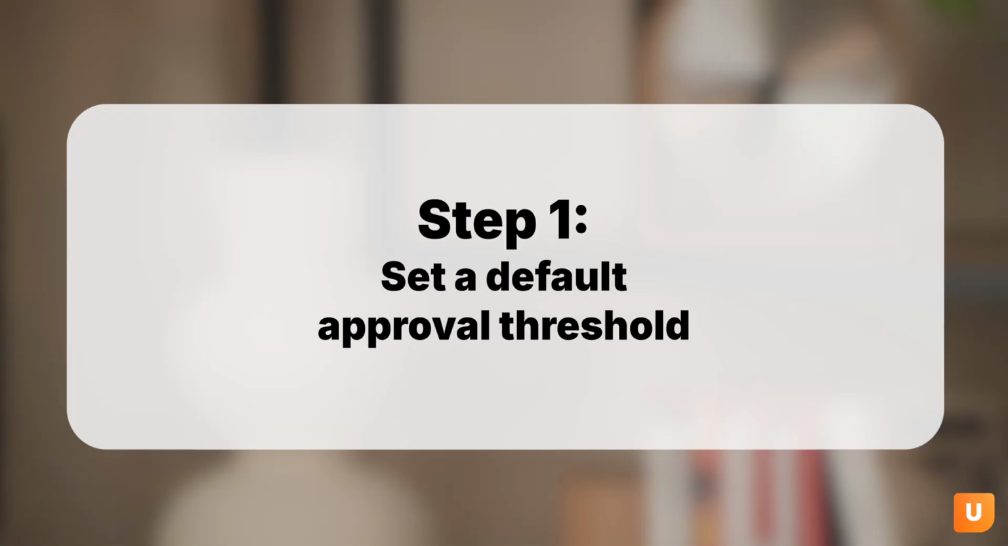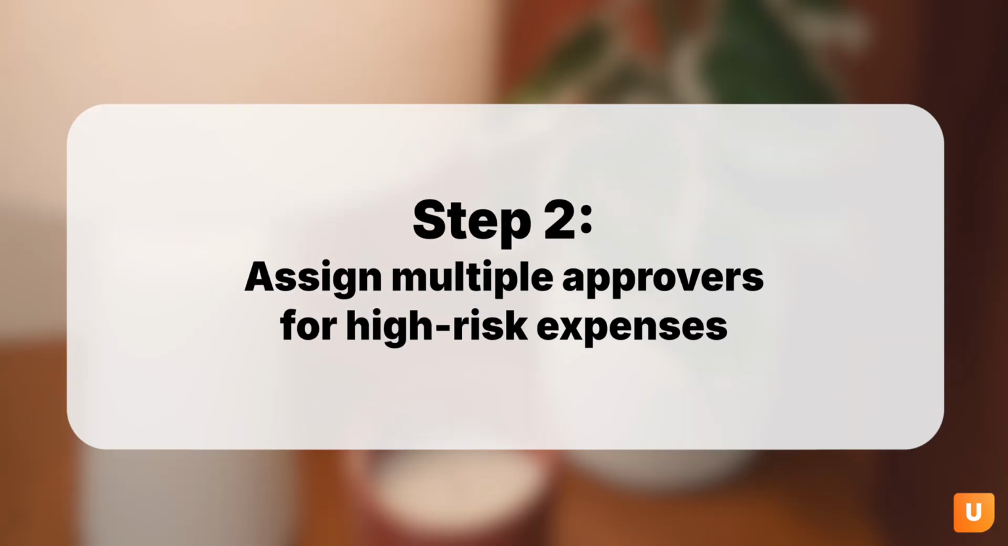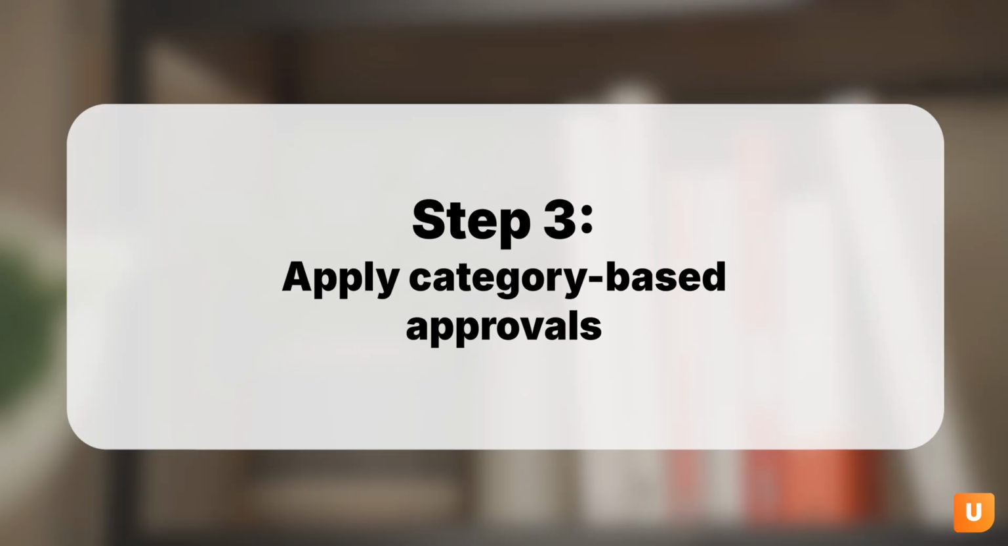Let's look at how to structure workflows for efficiency. Follow these best practices when setting up an approval workflow. Step 1. Set a default approval threshold so only expenses over a certain amount require review. Step 2. Assign multiple approvers for high-risk expenses like equipment purchases or contractor payments. Step 3. Apply category-based approvals to control spending on things like marketing or software subscriptions. By structuring your workflow strategically, you ensure that important documents are reviewed while routine transactions move through efficiently.